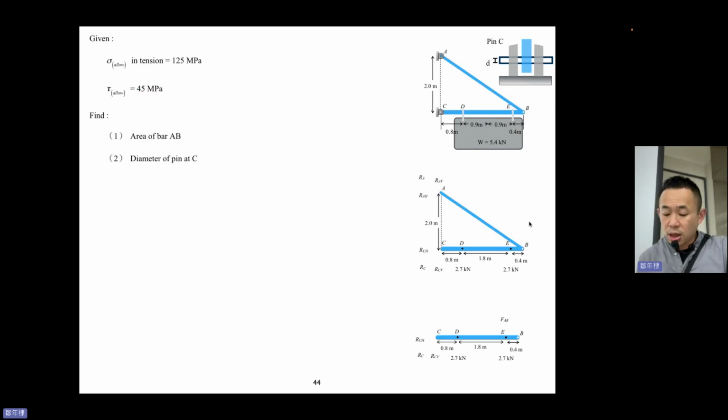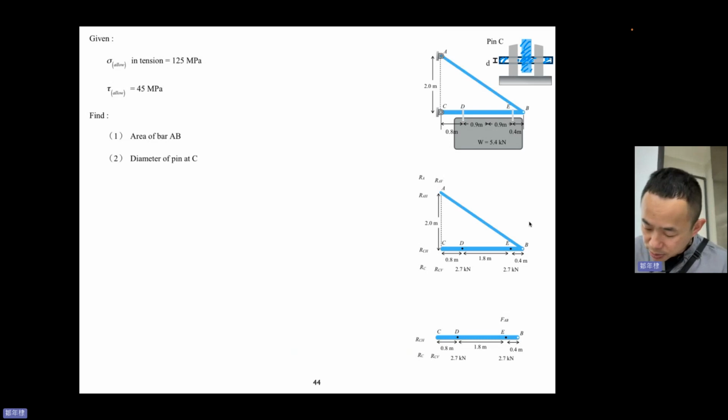Okay, and then we want to design the area of AB, the cross section area of AB, and the diameter of the pin C. Well, they are all blue. Let me draw blue. They are all the same material. Okay, right. So let's design.